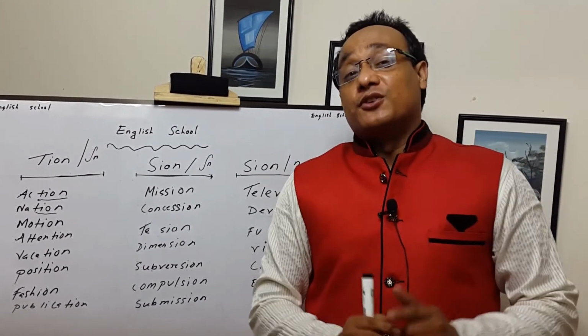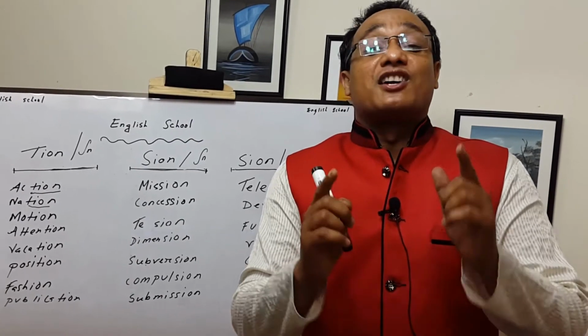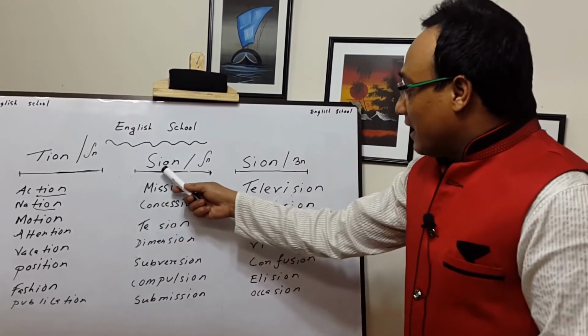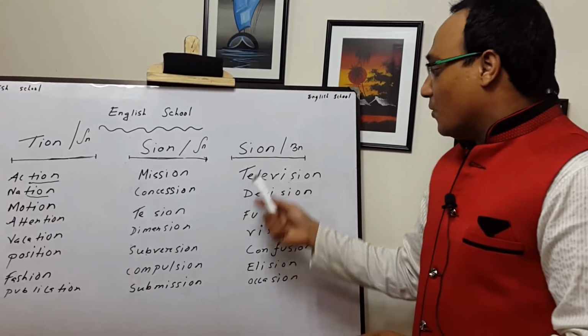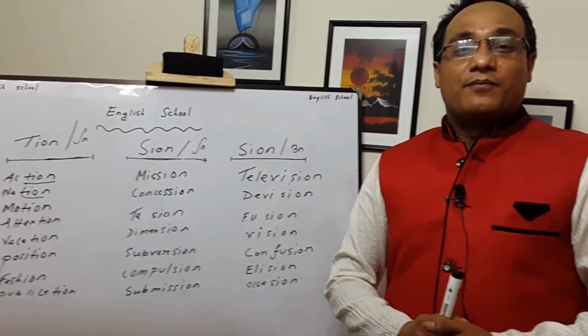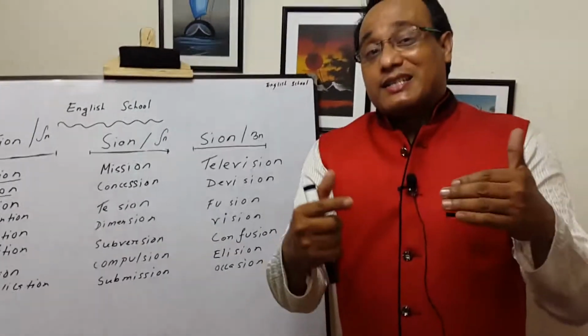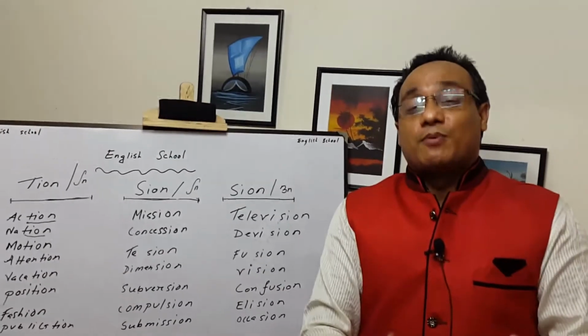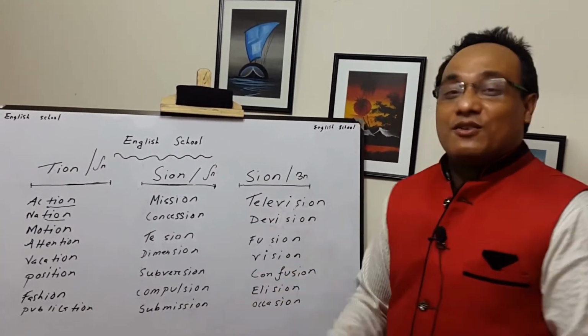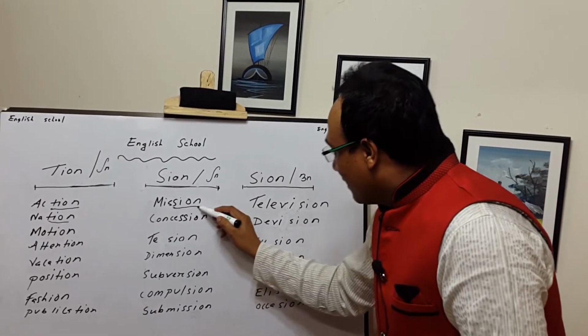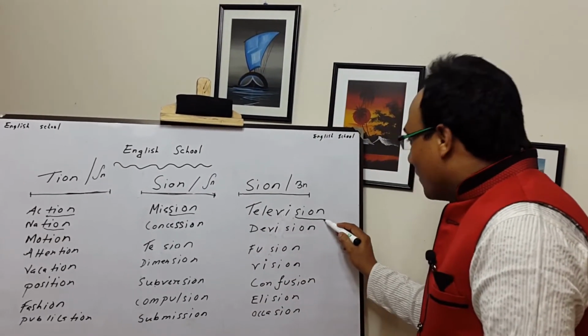Now, we have to know why to pronounce JEN. So, that is S-I-O-N and this is also S-I-O-N. So, this is a problem, we are getting a very big problem at the time of pronouncing this kind of sounds. That is S-I-O-N, that is also S-I-O-N.